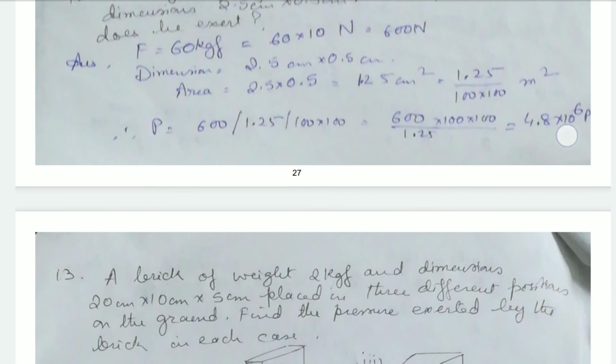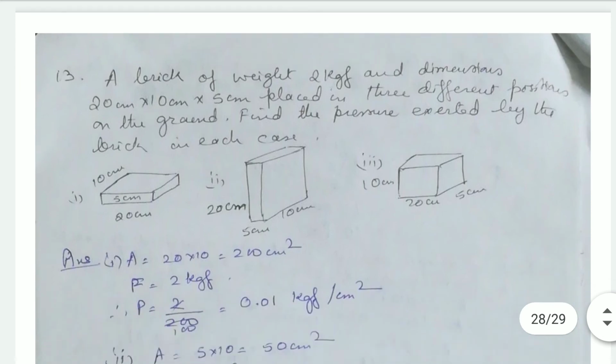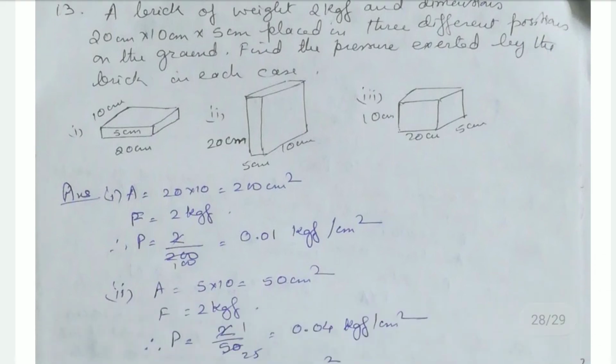Okay. Next we come to a brick of weight 2 kgf and dimensions 20 into 10 into 5 centimeter placed in 3 different positions on the ground. Find the pressure exerted by the brick in each case. So in the first case, the cross sectional area is 20 into 10. Okay, so 200 centimeter square. So therefore force is given as 2 kgf, pressure will be 0.01 kgf per centimeter square.